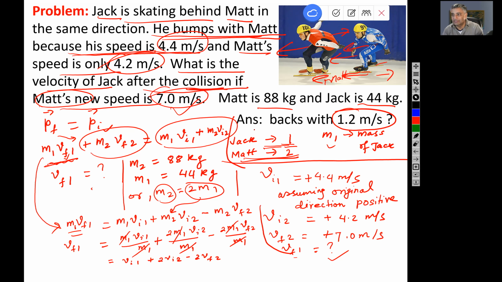Are you getting that? Yes, that's what I got. Okay, great. That means you are doing it right. So that's how we use conservation of momentum when two objects are colliding like that. We need to take account of the sign of the velocities and plug them in correctly while solving.